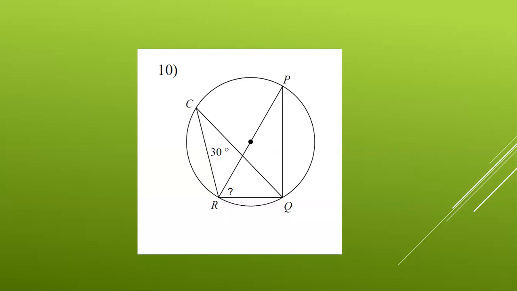Last problem. I do see a diameter, so that's helpful. Don't see a quadrilateral. I do see some triangles inscribed in circles, so those might help me. Pause it and give it a try.